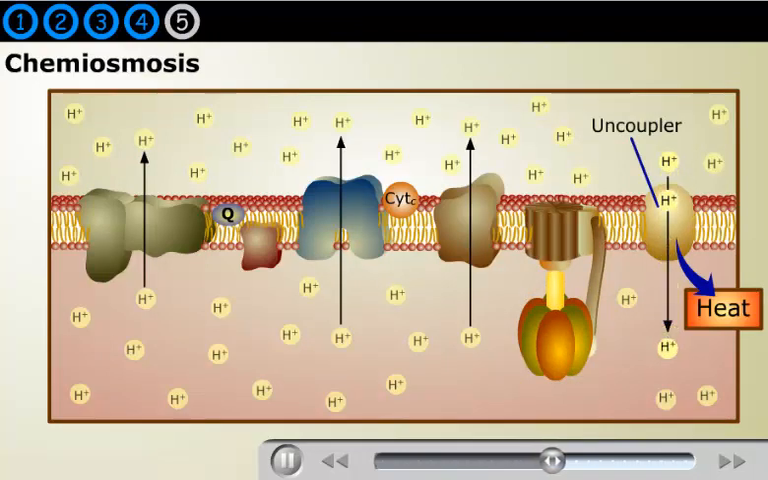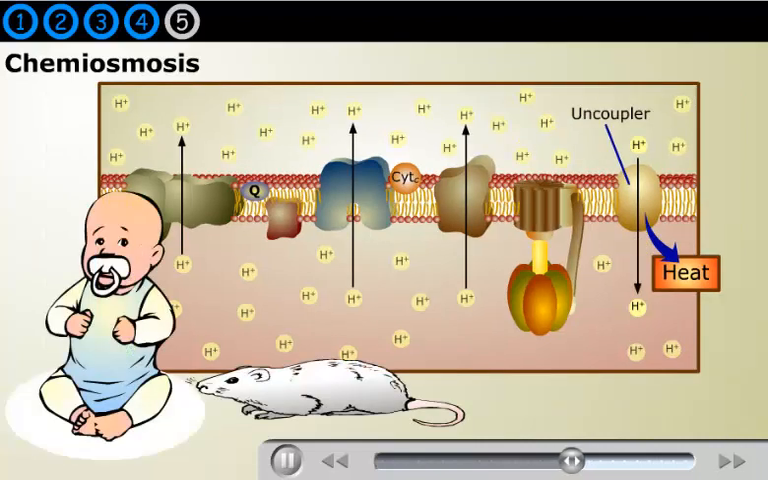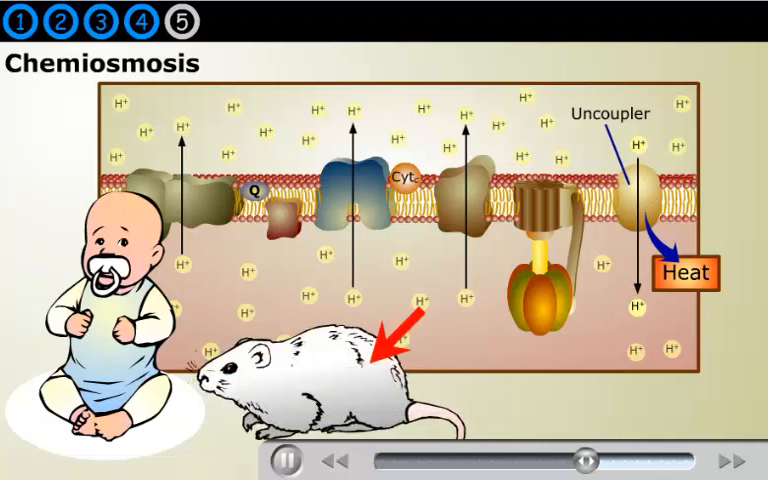Uncouplers are used to disrupt the proton gradient, thereby uncoupling electron transport from ATP synthesis. This alters an organism's metabolic efficiency and is important in the regulation of body temperature and body mass.